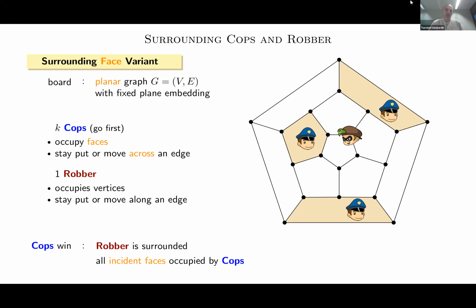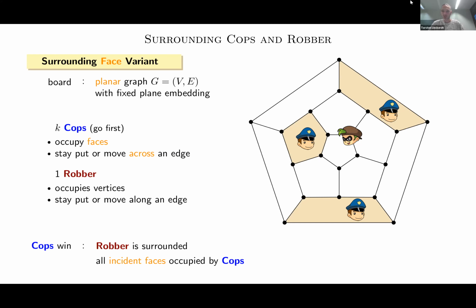And of course, the robber should be surrounded if cops are on all the incident faces of the current robber vertex. You can also think about the catching version here. So if a cop is just incident to the vertex of the robber, but this doesn't really change much. It's basically the same as the classical game. So the surrounding face variant is quite interesting.